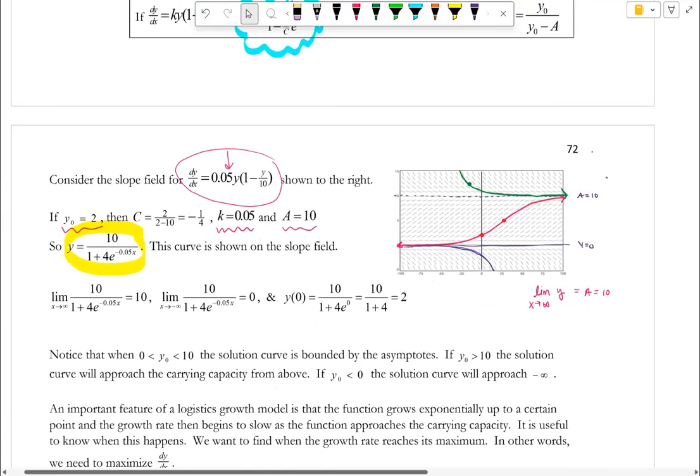So putting this together, we could see that as x approaches positive infinity, our solution is going to approach our carrying capacity, and going towards negative infinity, and again, this is when I'm choosing a point on the curve that is between 0 and the carrying capacity, then my limit will approach 0.